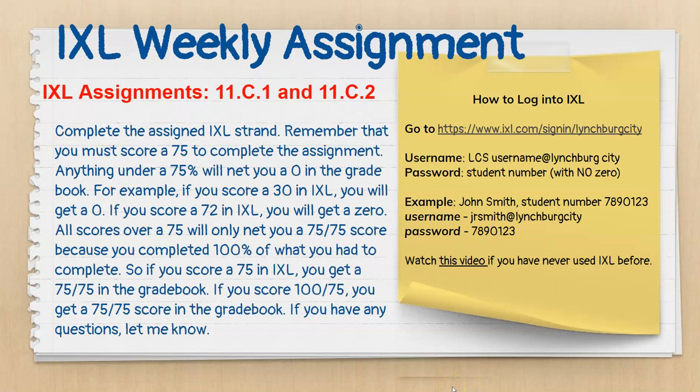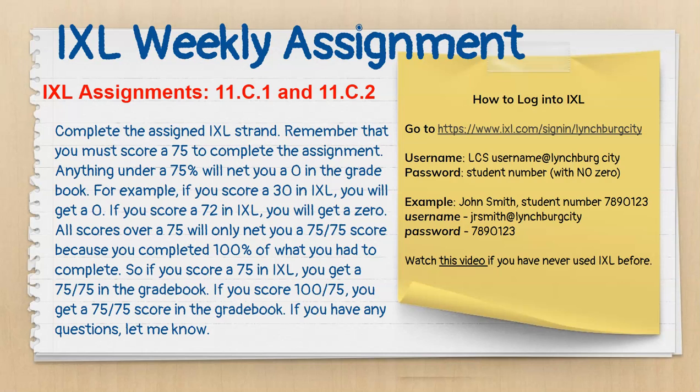This week we begin working on our weekly assignments for IXL. So this week you're going to be working on 11C1 and 11C2. Remember that your target score for IXLs in American Lit is 75%. So you have to get a 75% to get a grade for the assignment. And if you read through the instructions on the screen, it'll explain to you. If you get anything less than a 75, it's a 0. If you get anything more than a 75, it's still a 75 because it is literally worth 75 points in the grade book. So please review that information and let me know if you have any questions.